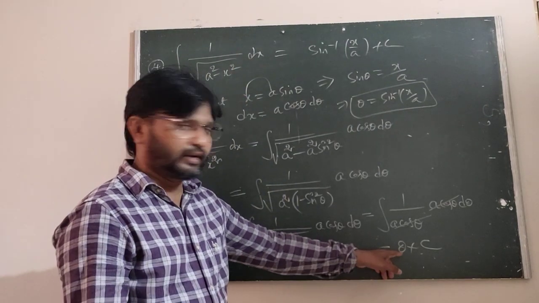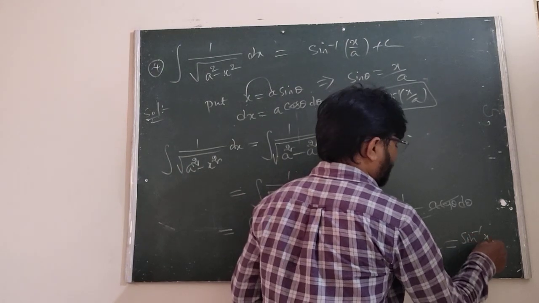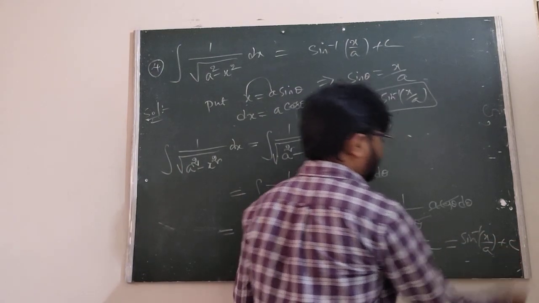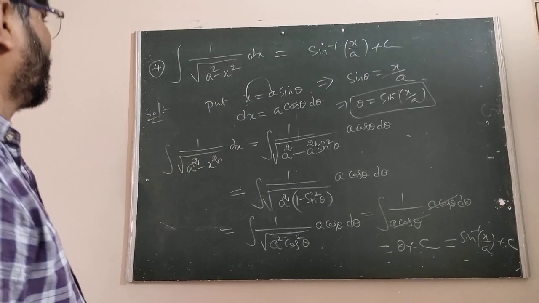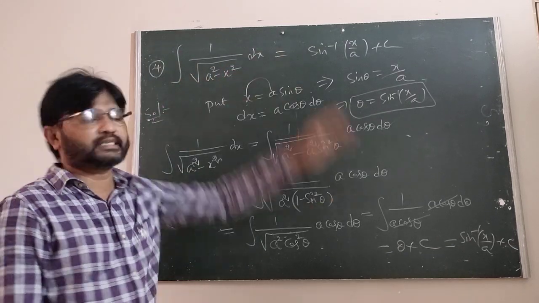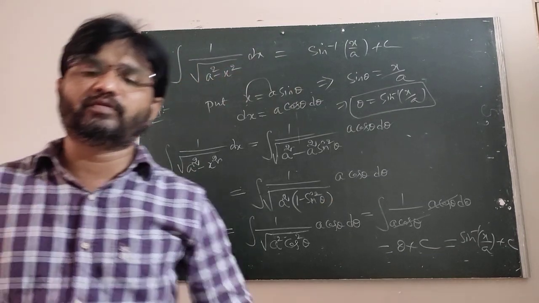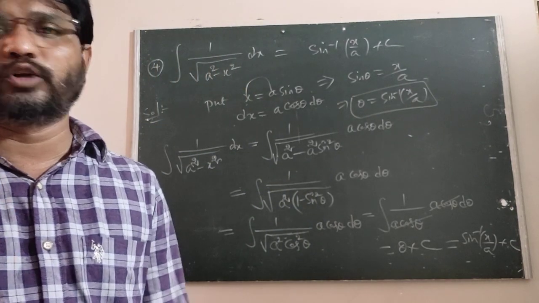Therefore, theta we can write as sin inverse of x by a. Then finally the integral constant is c. So here the integral of 1 upon root of a square minus x square dx is sin inverse of x by a plus c. First of all, we are taking x equal to a sin theta.